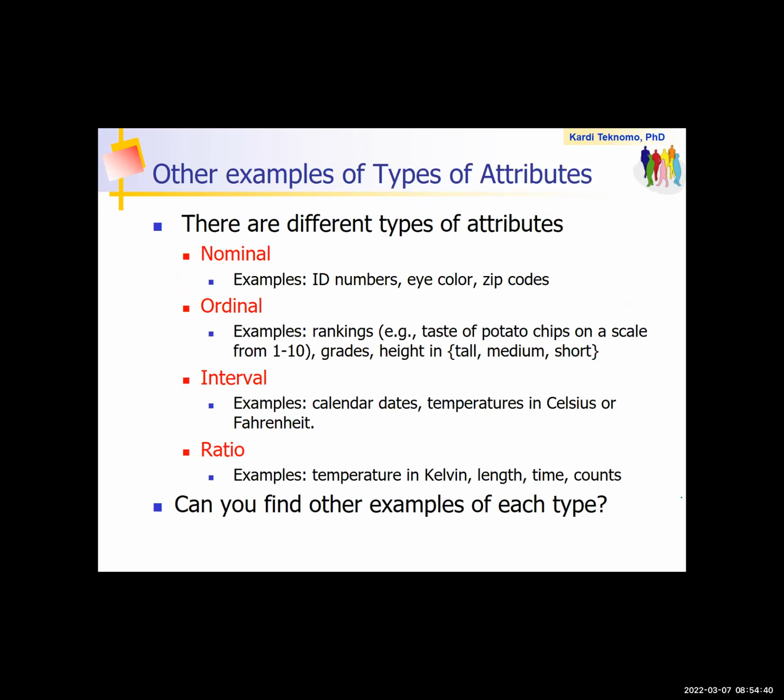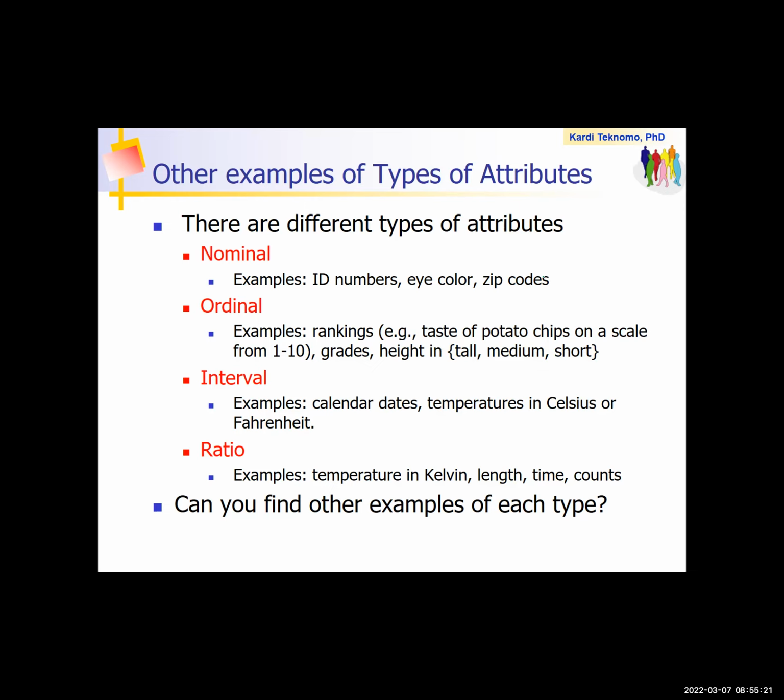Okay, so here are several examples of each type of attribute. Nominal, for example, ID number, eye color, zip code. Ordinal is the ranking, the height in tall, medium, and short, for example. And the interval is calendar, your GPA. And the ratio examples are temperature in Kelvin, length, weight, and time, frequency, count.